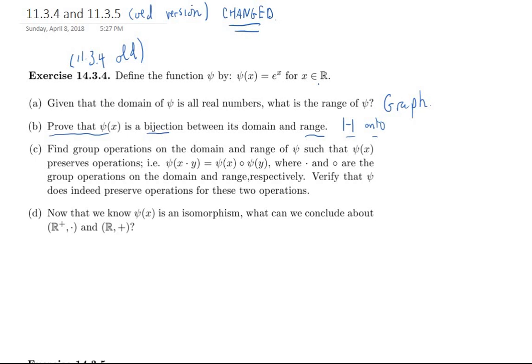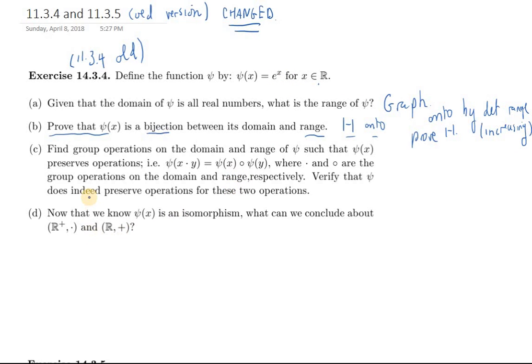Now, a function is onto its range by definition. So it's onto by definition. Right? The range is the subset of the codomain for which the function assumes those values. So it's onto by definition, but you need to prove that it's one-to-one. And one way you can do that is you can use the fact that it's an increasing function. That's one way. The exponential function is an increasing function.